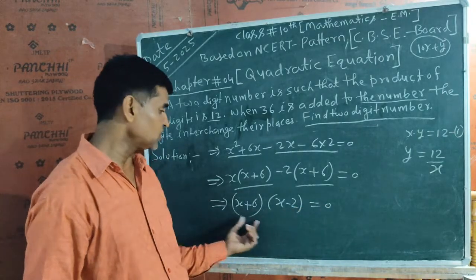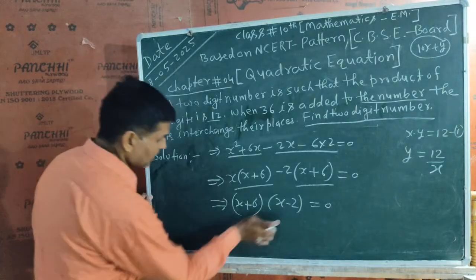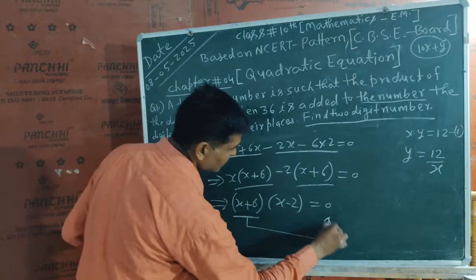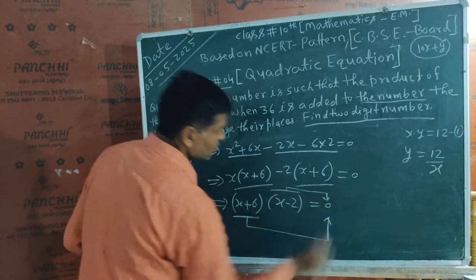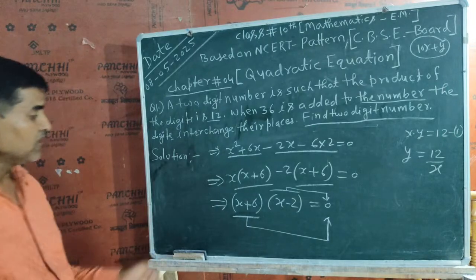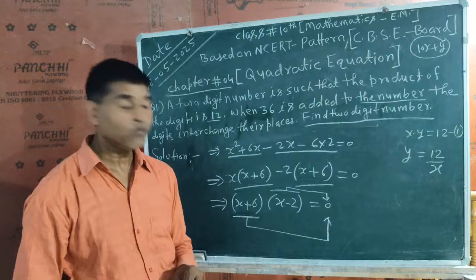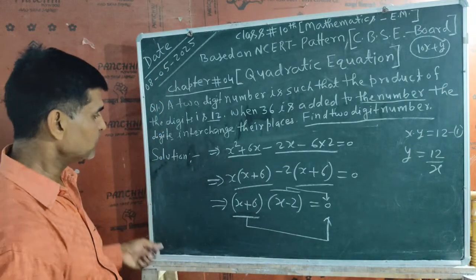It means that this term can be 0 or this term can be 0. In other words, we can write this value can be 0 or this value can be 0. So one by one these two conditions I will solve. After solving, I will take the value of x. Okay student, so here further I am going to resolve this one.